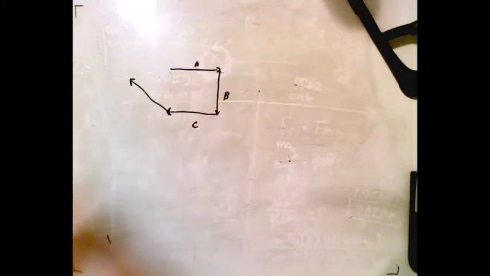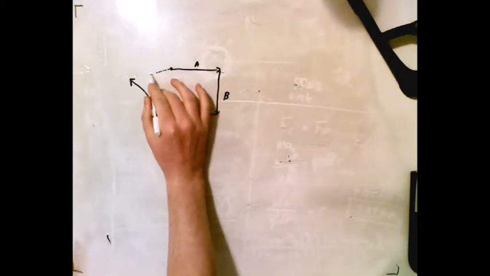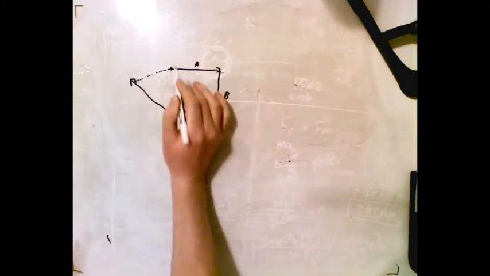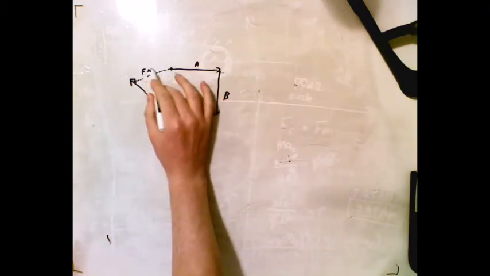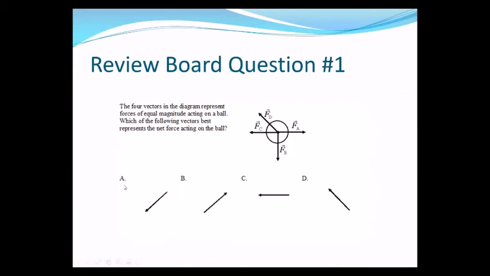to the top. So if we want to find the net force acting on this, then we just go from start to finish. And this is my F net. So it's down and to the left. So I would pick the answer that is down and to the left, which is A.